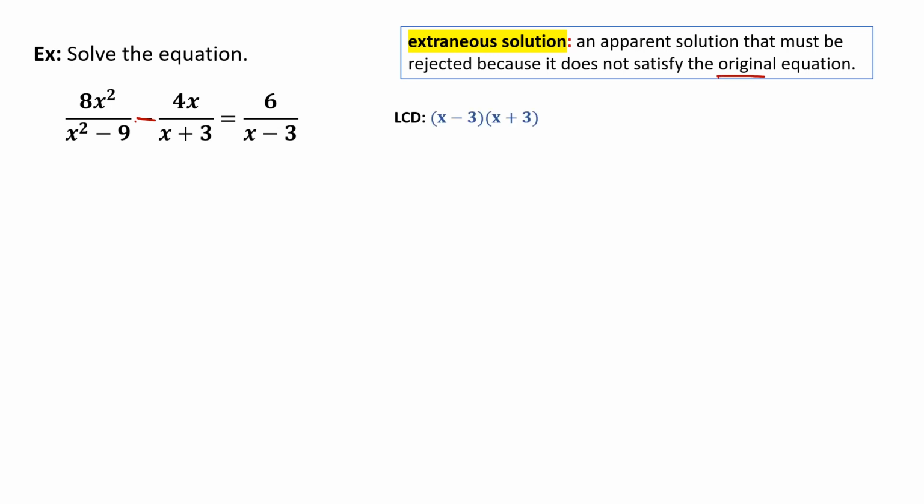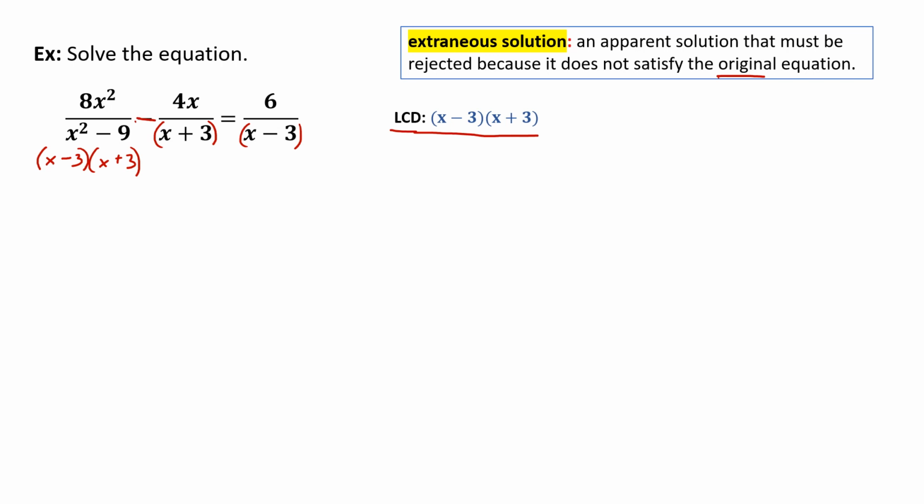Okay, first thing I recognize is that if I was to factor the denominator here, that's a difference of two squares, I would have x minus 3, x plus 3. And luckily those factors occur in all the other parts. So therefore, that's my least common denominator.